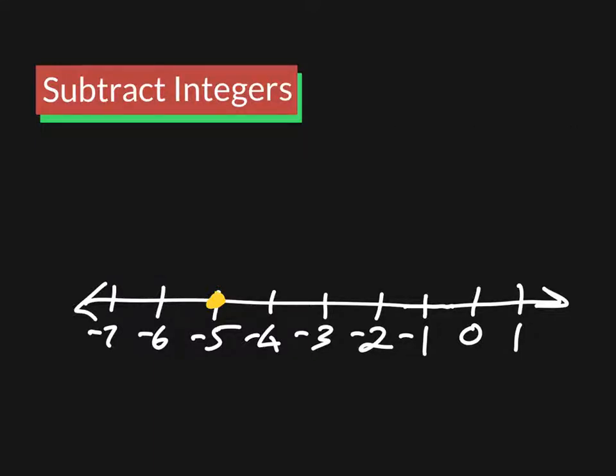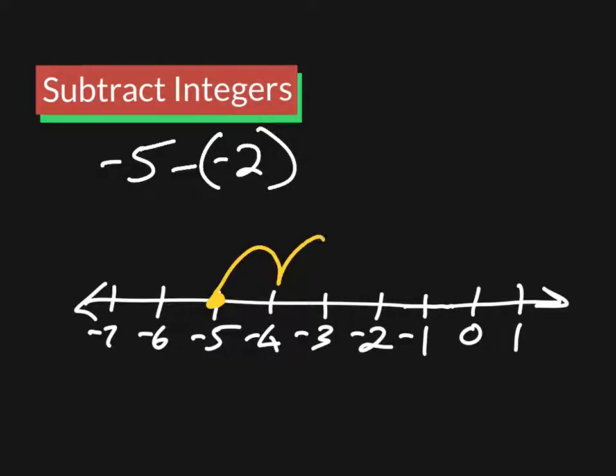And here's a final example. Say we have negative 5 minus negative 2. Okay, so again, we're going to start at negative 5, and then we're going to go in the opposite direction of negative 2. So 1, 2. The answer is negative 3.